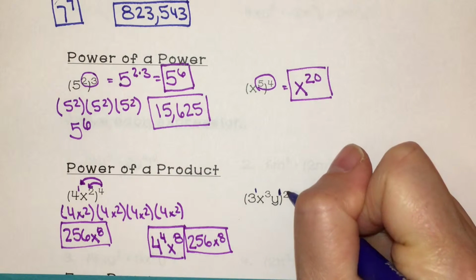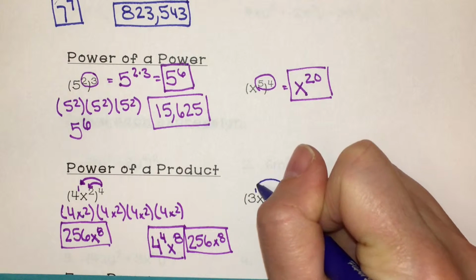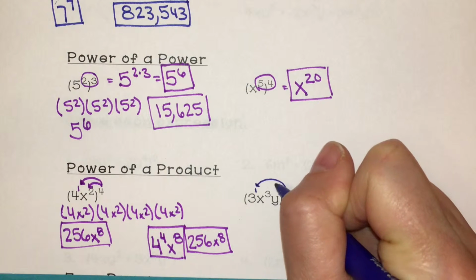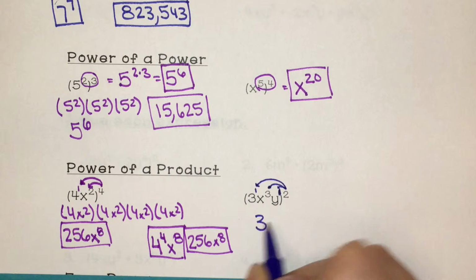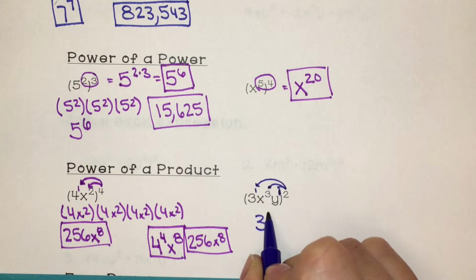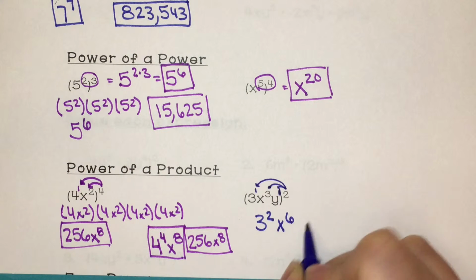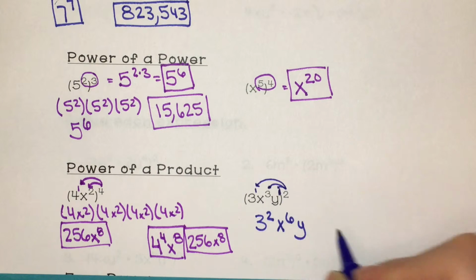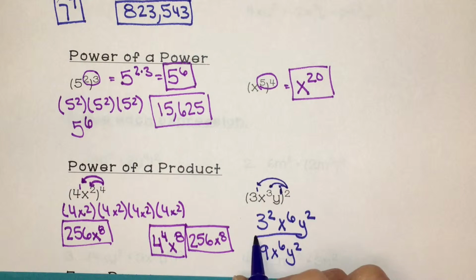Okay. Take that 2 on the outside, that exponent on the outside. It's kind of like distributing it, but you're distributing it with the exponents only. So keep the base the same. 3 to the power of 2 times 1 is 2. X, keep the base the same. 2 times 3 gives us 6. Y, 2 times 1 gives us 2. So I'm going to simplify. 3 squared, 3 times 3 is 9. X to the 6th, y to the 2nd.